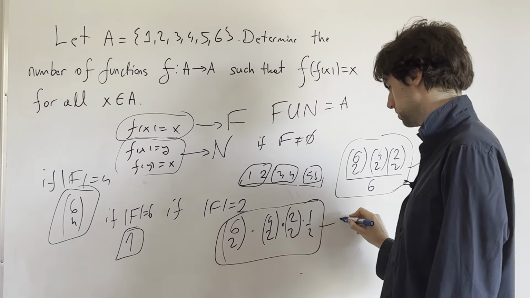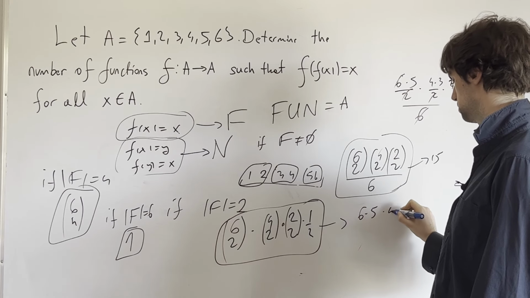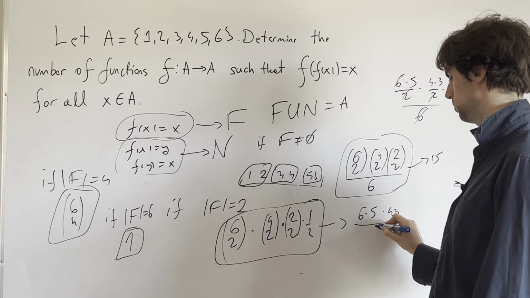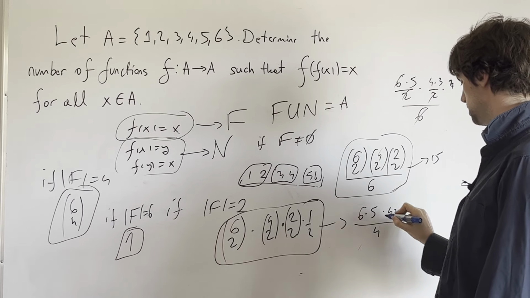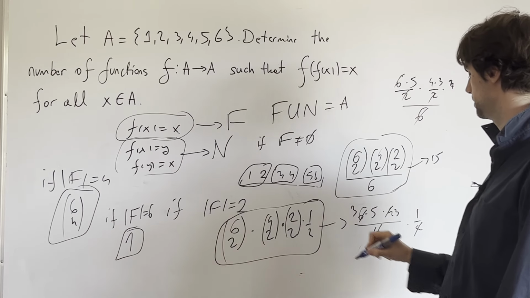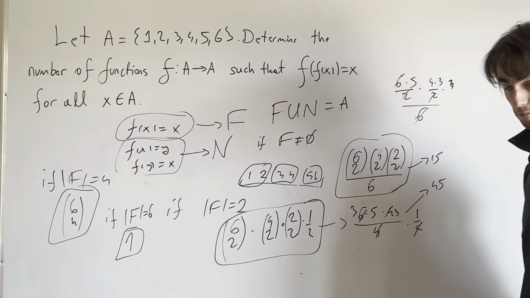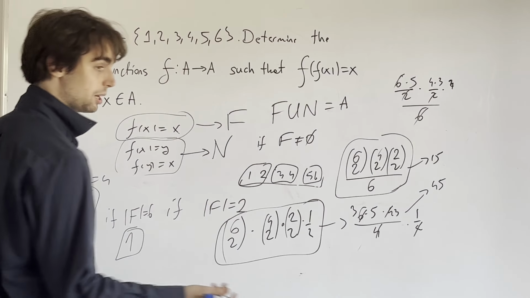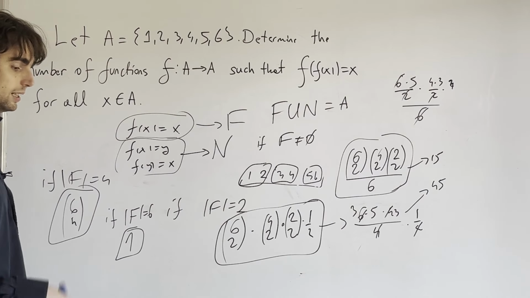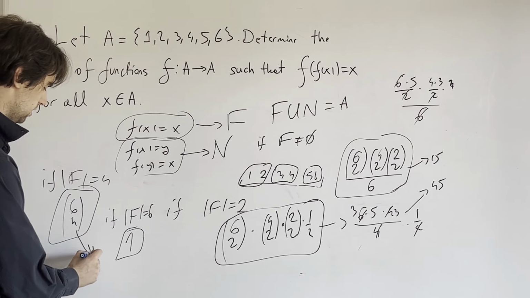Now let's do this number. So it's 6 times 5 times 4 times 3 all over 4 times a half. This cancels out, makes it a 3. 15 times 3 is 45. Okay? This is just 6 choose 4, which is the same as 6 choose 2. It is 6 times 5 divided by 2, which is again 15.